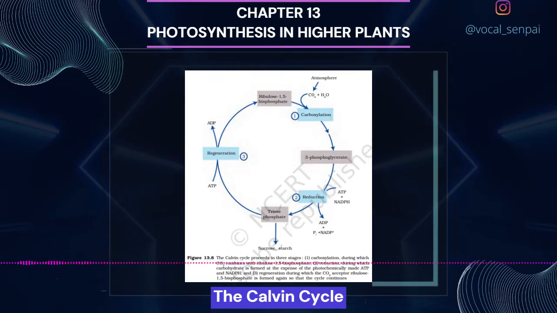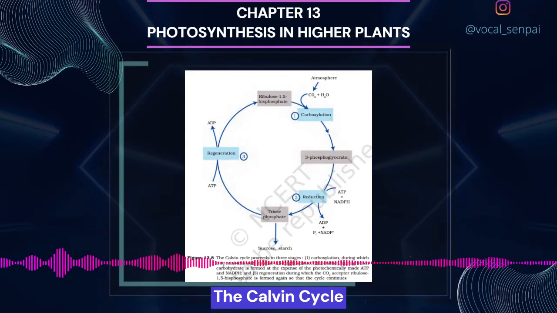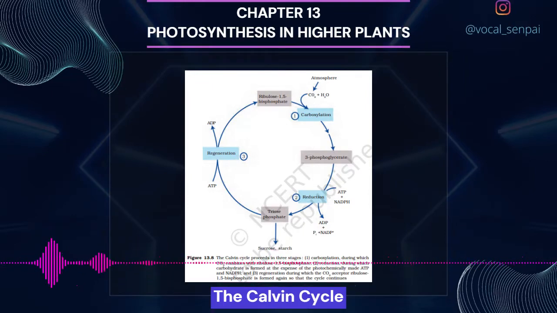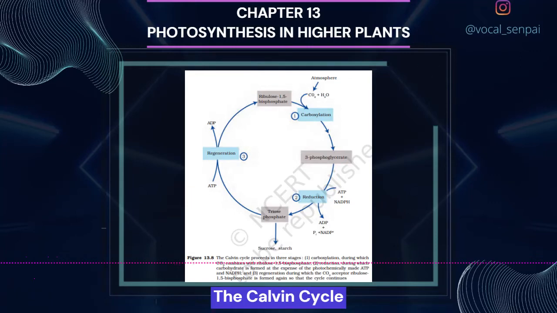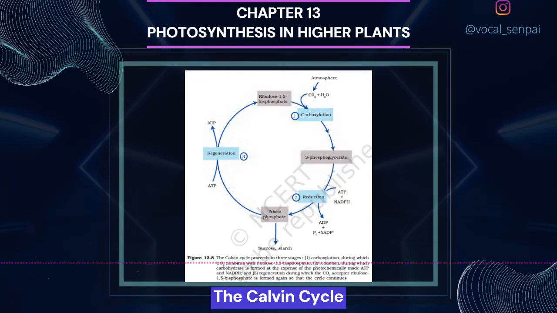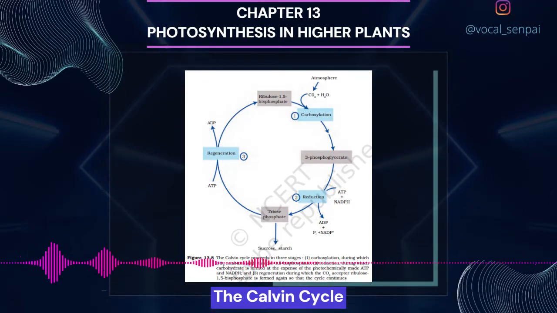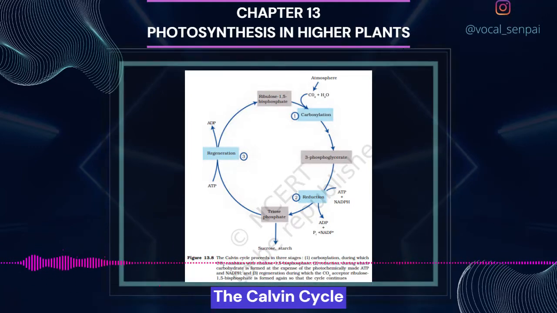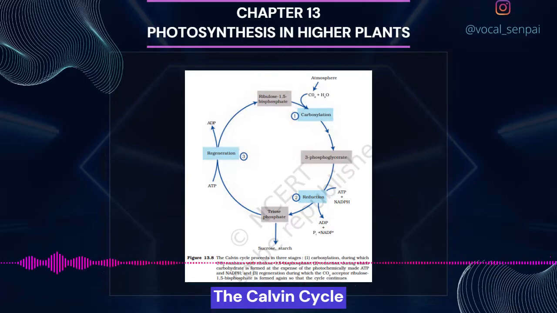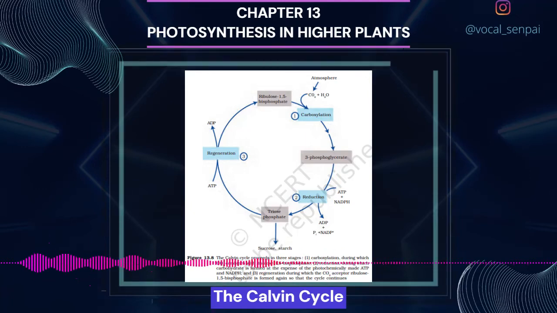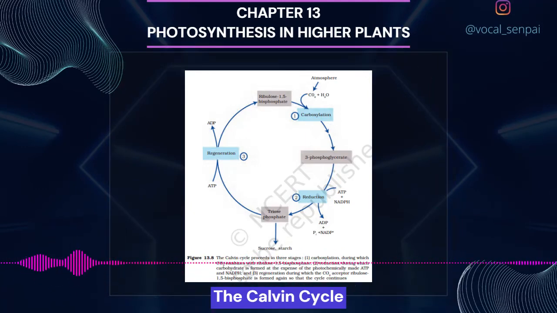Figure 13.8. For ease of understanding, the Calvin cycle can be described under 3 stages: carboxylation, reduction and regeneration. 1. Carboxylation. Carboxylation is the fixation of CO2 into a stable organic intermediate. Carboxylation is the most crucial step of the Calvin cycle, where CO2 is utilized for the carboxylation of RuBP. This reaction is catalyzed by the enzyme RuBP carboxylase, which results in the formation of 2 molecules of 3-PGA.